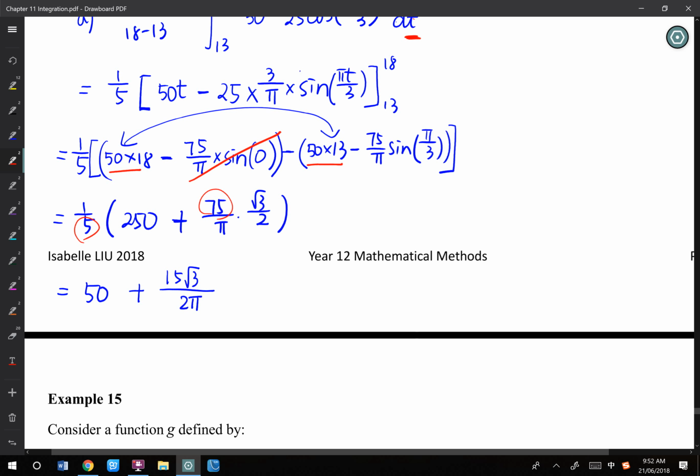Okay, that is the average temperature. So you can find approximation values if you have a calculator. But if you have a calculator, you don't need to go through this long working here. Just type that into the calculator and find the approximation.